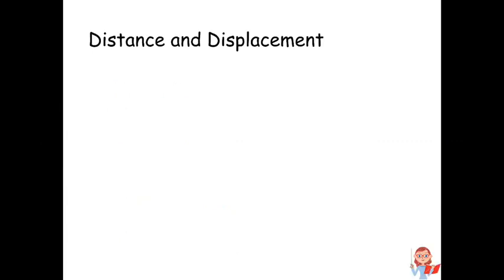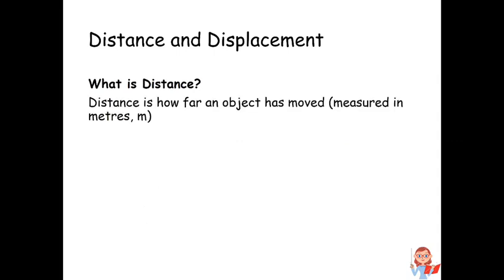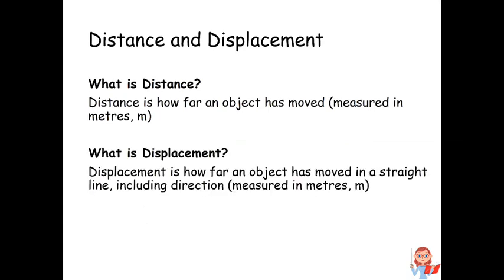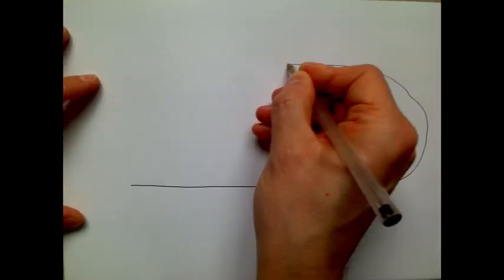So we're going to start off with two concepts of distance and displacement. What is distance? Distance is how far an object has moved, measured in meters. And what is displacement? Displacement is how far an object has moved in a straight line, including direction, and is measured in meters. To understand the difference between distance and displacement, imagine you are stood on a 400-meter running track.